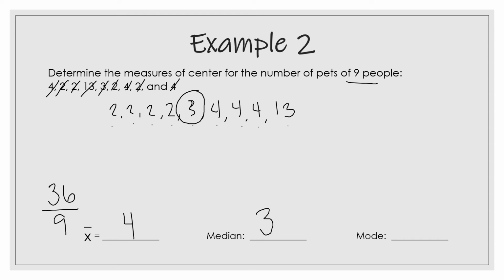And then for the mode, we have to be careful on this one because we have 2 numbers that repeat. We have 3 4s and we have 4 2s. The mode is going to be the one that happens the most often. So since 2 repeats the most often, 2 would be my mode.